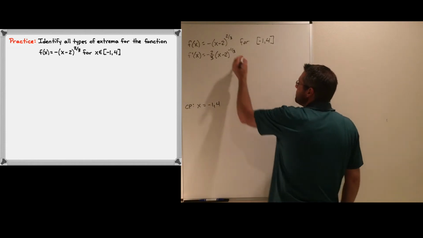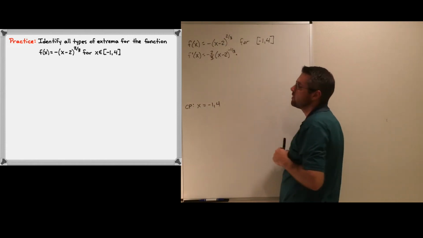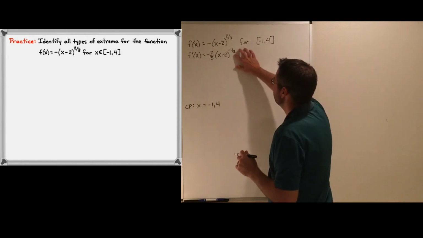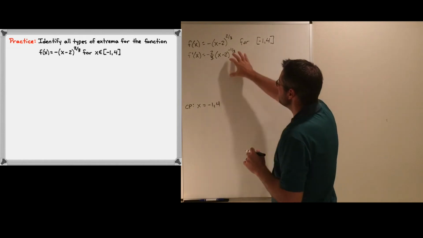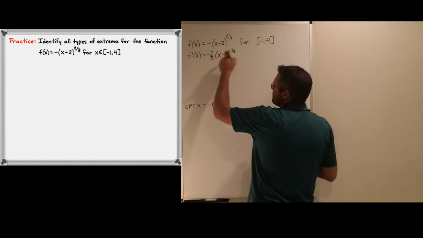And then times the derivative of the inside. Well, the inside was x minus 2. So the derivative of x minus 2 is just 1. So in all reality, we don't even have to represent that there. So that's the derivative. Now before I go any further, I see a negative exponent here.